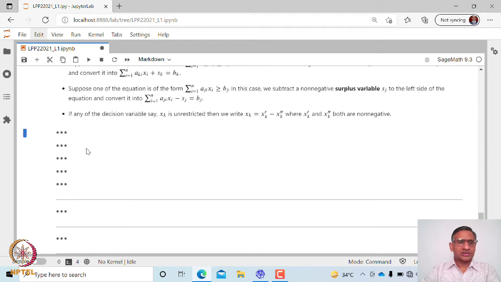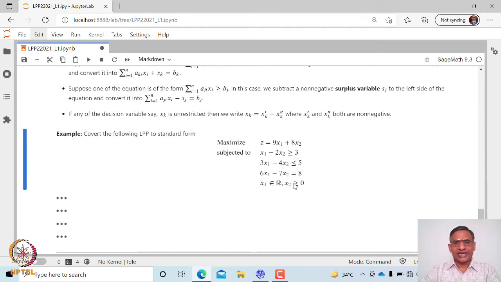Okay, now let us look at a small example. In this case, the problem is to maximize z is equal to 9x1 plus 8x2 subject to these constraints: x1 minus 2x2 greater than equal to 3, 3x1 minus 4x2 less than equal to 5, and 6x1 minus 7x2 is equal to 8. And here x1 is unrestricted, it can take any real value, and x2 is non-negative.